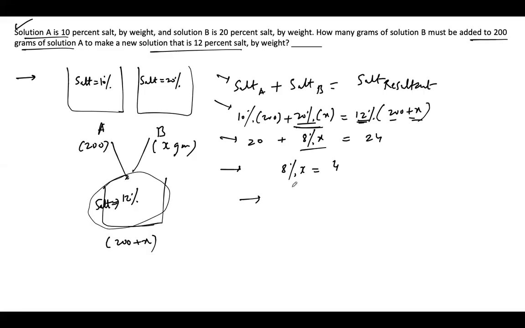Percentage would mean 100 divided by 100, so 4 into 100 is 400. X is 400 by 8, which is 50. But what is the question saying? It is asking how many grams of solution B must be added. So 50 grams.